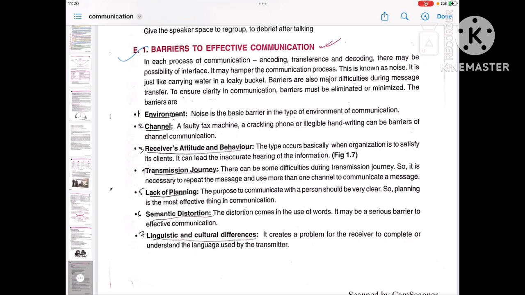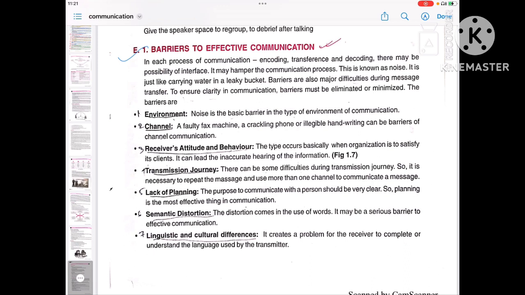In this video, we are going to study the barriers of effective communication. There are a lot of barriers we can see in communication. Barriers are things that distract, stop, or disturb the communication. So here we are going to see some of the barriers which disturb communication.